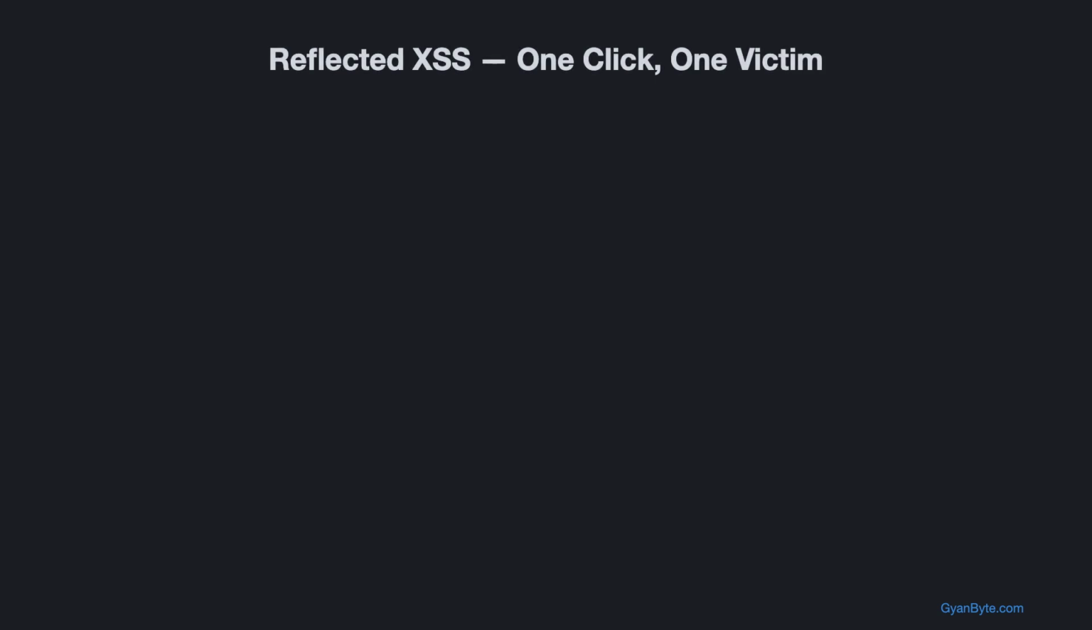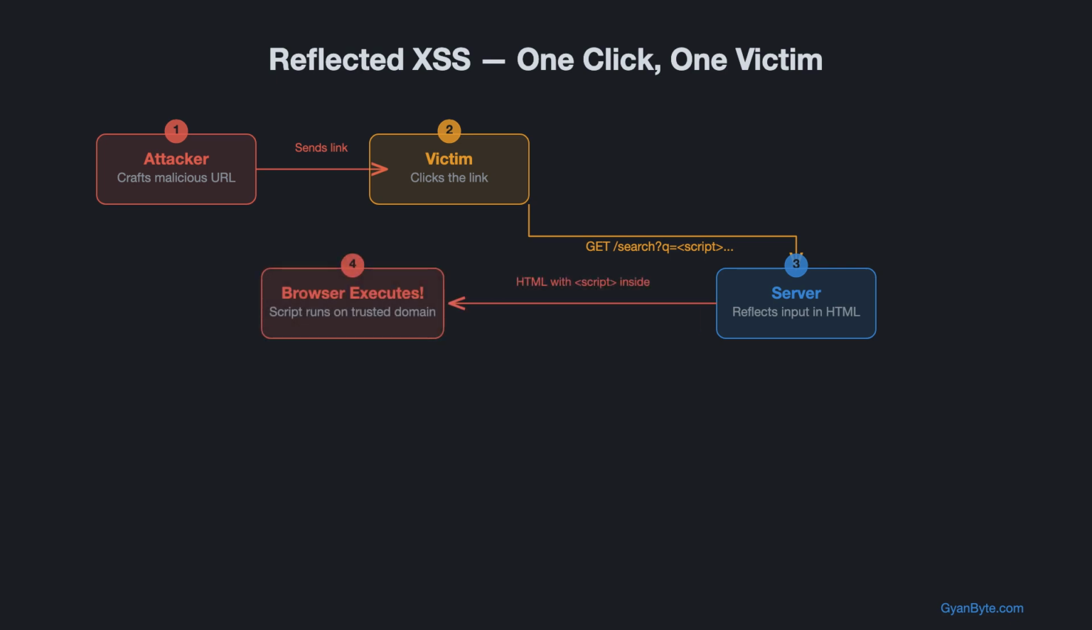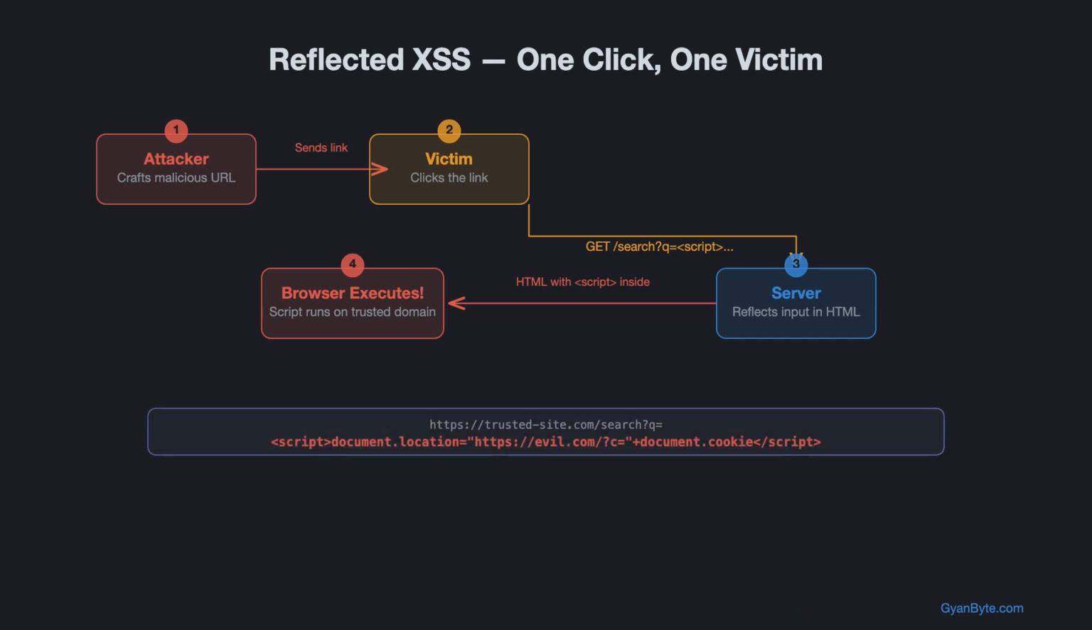Reflected XSS. The attacker doesn't need access to your server. They craft a URL with JavaScript embedded right in the query string. Something like search with query parameter equals script, steal cookies, close script. They send that link to a victim in a phishing email, a Slack message, or a social media post. The victim clicks. The server reads the Q parameter and reflects it right into the HTML. The browser doesn't know where that script came from. It sees a script tag on a trusted domain and runs it.